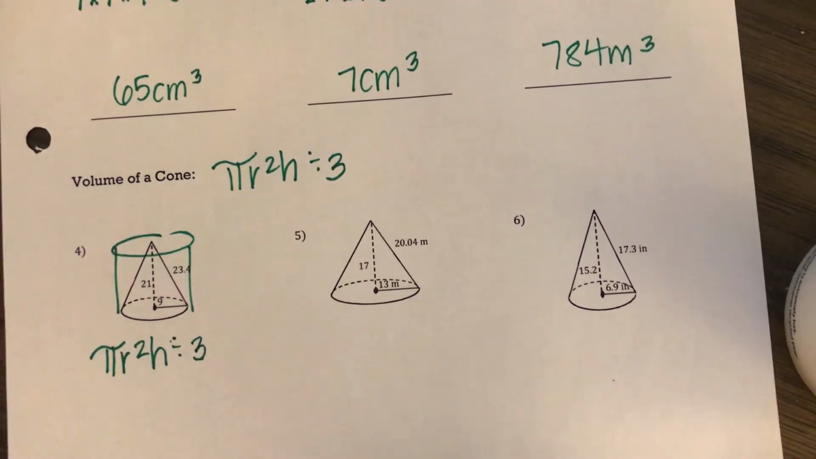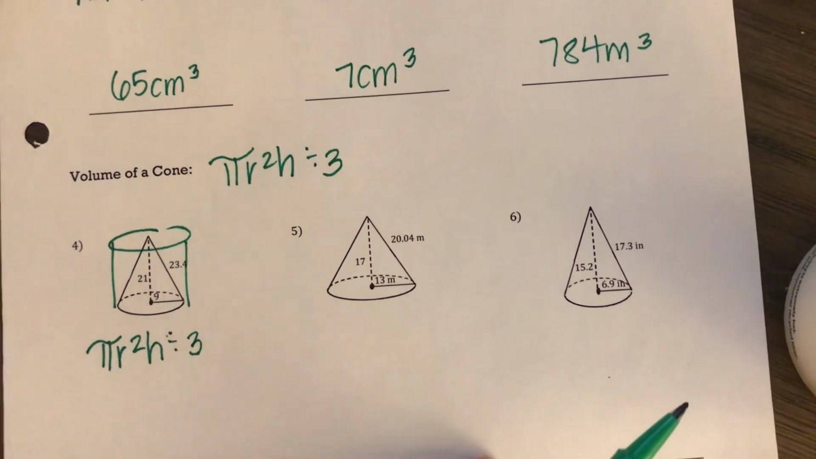It's kind of 2 new formulas, but it's really not. It's the same formulas as yesterday, length, width, height, and pi r squared h, and then we're just dividing by 3. So pi r squared h divided by 3.